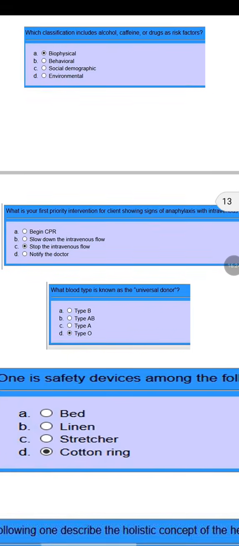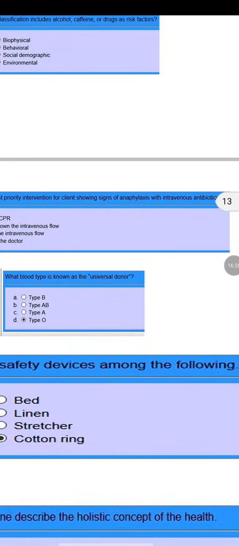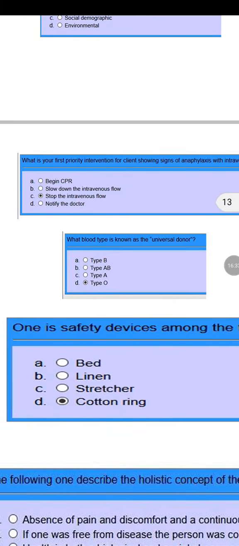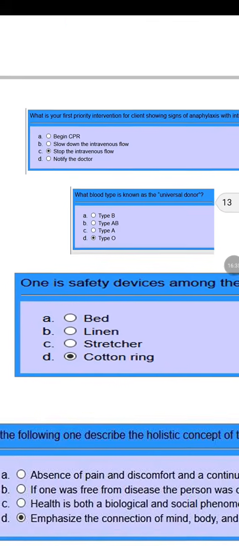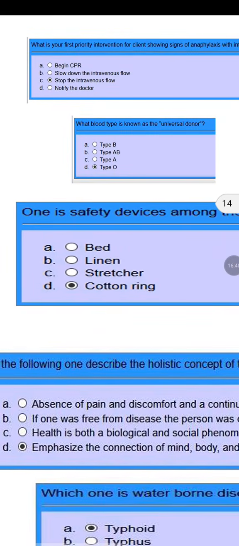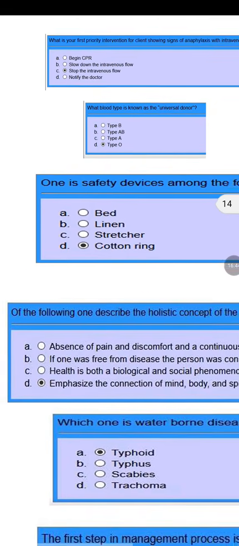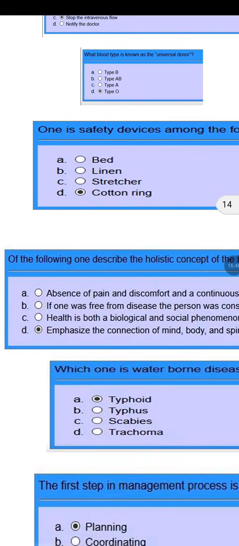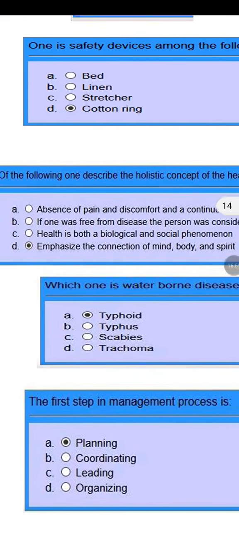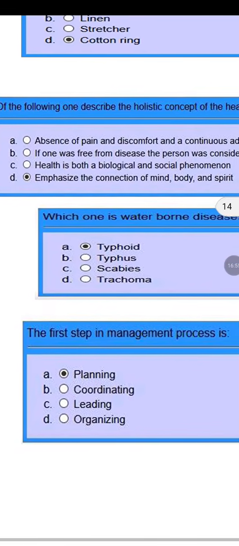What is your first preoperative interview of a client showing the sign of anaphylaxis with the intervention of antibiotic? Stop the intravenous flow. Universal donor blood type. One of the safety devices among the following, cotton ring. Describe the holistic concept of health: connect the mind, the body and the spirit.